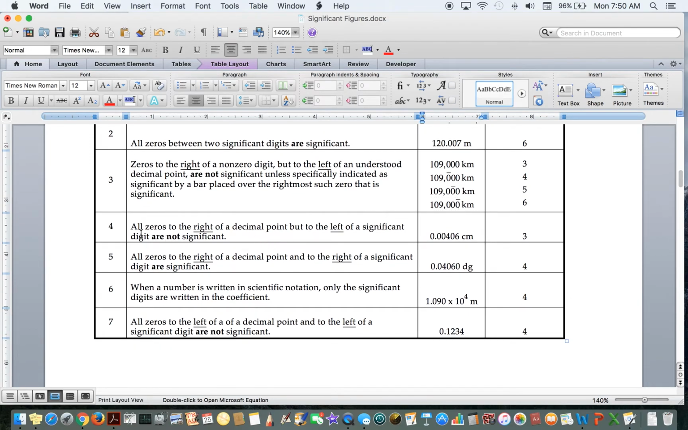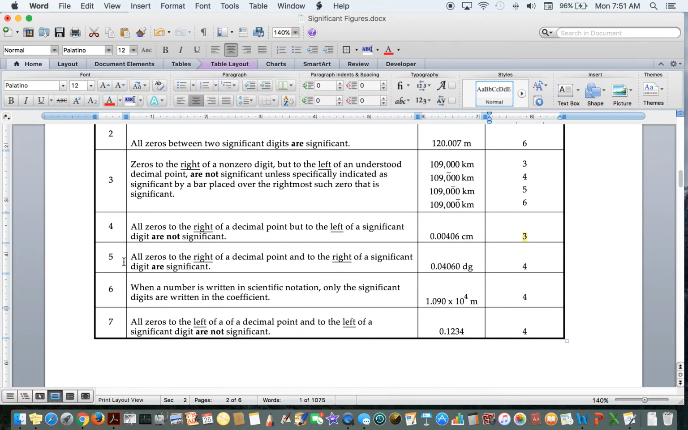Going on to rule number 4, all zeros to the right of a decimal point but to the left of a significant figure are not significant. Now this rule is very simple. It pertains to these 2 zeros right here. Those 2 zeros are to the left of a significant figure but to the right of a decimal point. Again, they would be merely placeholders, for without them we would not have the number 0.00406. So in this case, there are 3 significant figures. This is rule 1, this is rule 1, and that 0 right in the middle would be rule 2. So there would be 3 significant figures.